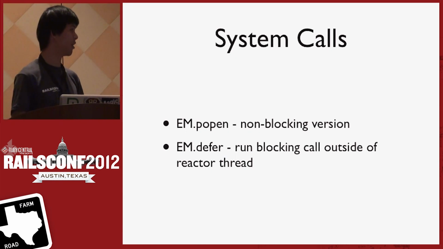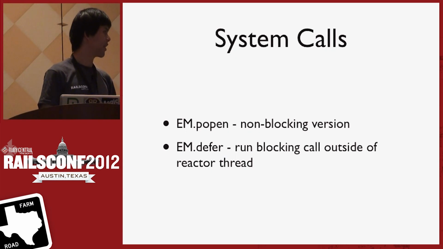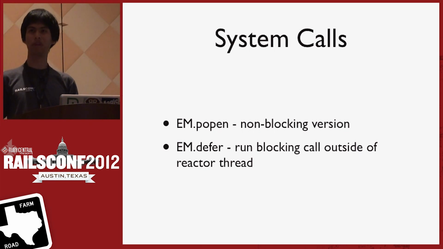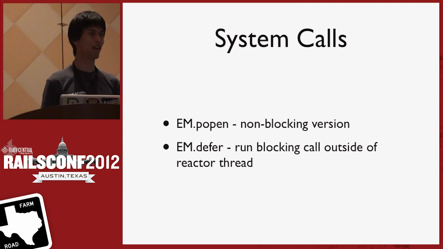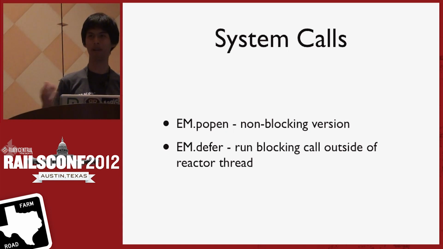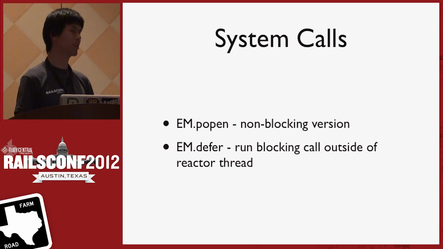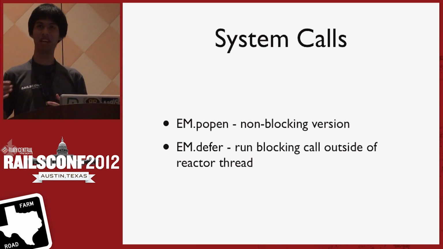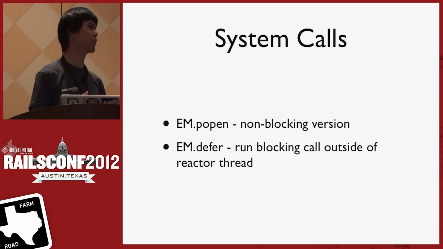And for system calls, EventMachine provides analogous versions of what you would expect in the Kernel module. So instead of calling Kernel.popen to open a process, you would call EventMachine.popen. And this is the non-blocking version. Basically, this code will run, and when the result is done, the callback will be triggered, and the result will be fed back into the reactor.